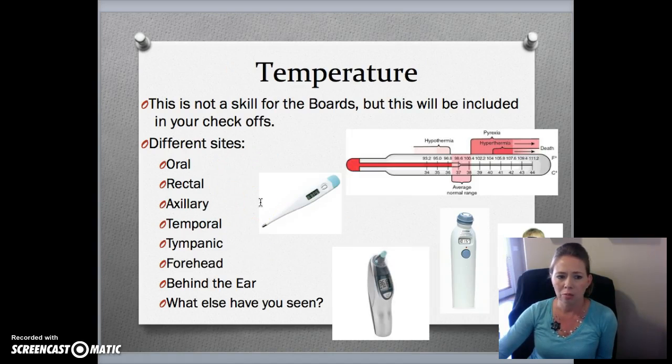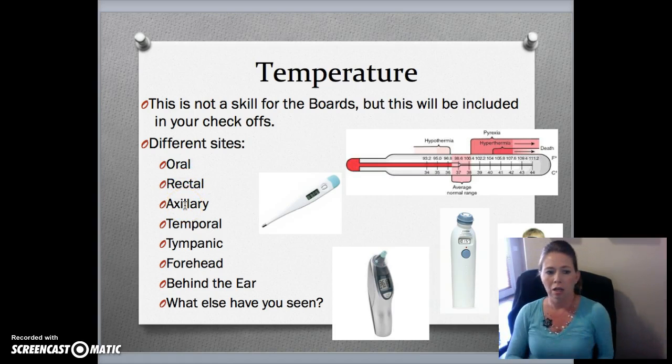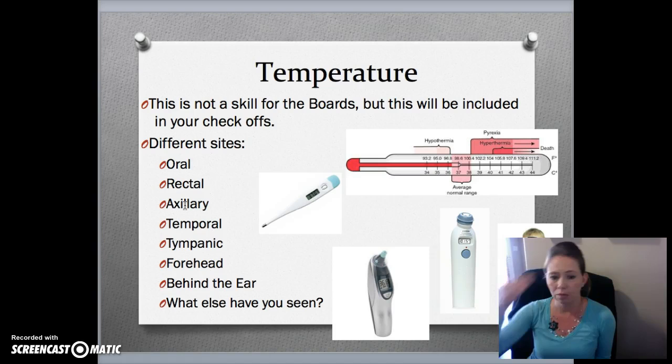Temperature. This is not a skill that you will do for the boards, but it's something you're going to do wherever you work, you're going to see it. There are tons of different places where you can get a temperature: oral, rectal, axillary, under your arms, temporal, tympanic, and then the forehead scanners, behind the ears. I just put up some slide pictures of what you'll see.